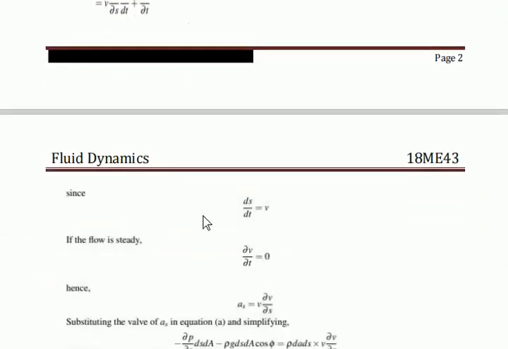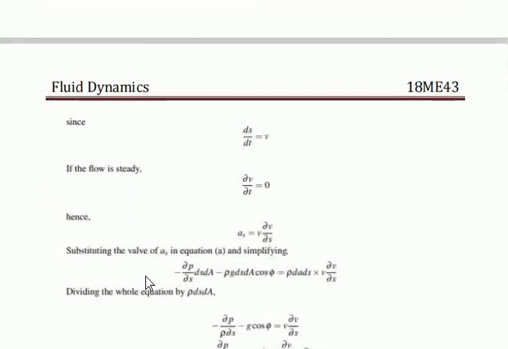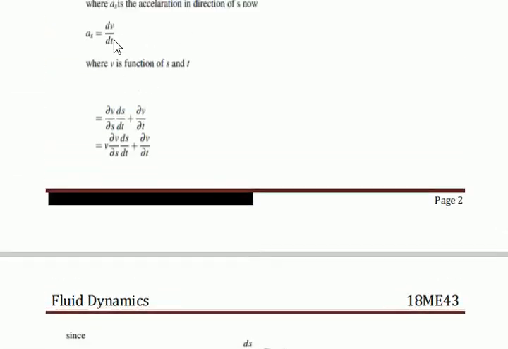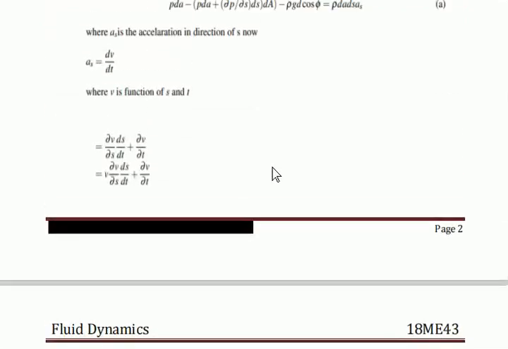See here, since ds by dt is equal to v, if the flow is steady then ∂v/∂t is equal to 0. This ∂v/∂t is equal to 0 if the fluid is in steady state conditions. Hence a_s is equal to v into ∂v/∂s. We are left with only a_s equal to v into ∂v/∂s.